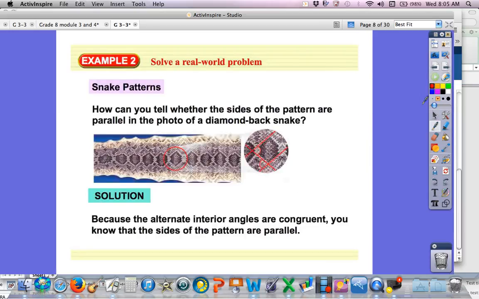So we're going to use them. In this example, you can freeze this and read the whole problem. But basically, I have 2 lines. I have a transversal, and the diagram shows me that this is congruent to that. That means that these lines must be parallel because the alternate interior angles are congruent. So that's the alternate interior angles converse theorem.